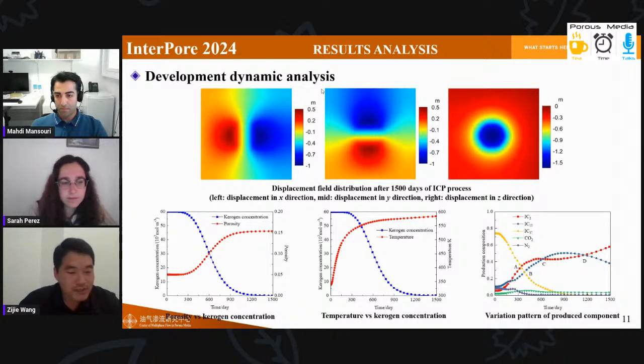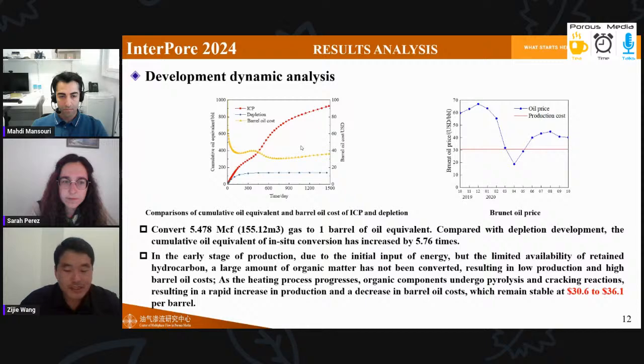From the relationship between corrosion concentration, porosity, and temperature, it can be seen that after 1,200 days, corrosion near the production well is completely consumed, and the porosity reaches a maximum value of 15%.